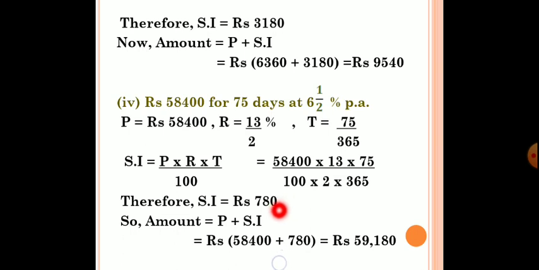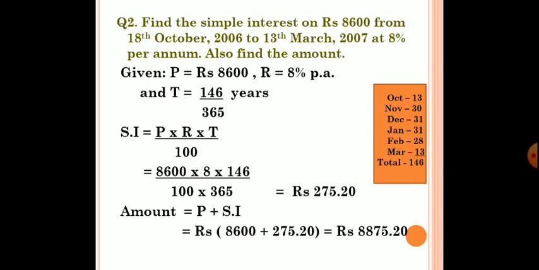Now, amount is equal to principal plus simple interest, that is 58,400 plus 780, which is equal to rupees 59,180. Moving on to the next question, question number 2. Find the simple interest on rupees 8,600 from 18th October 2006 to 13th March 2007 at 8% per annum. Also find the amount.